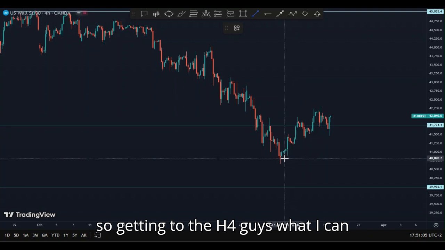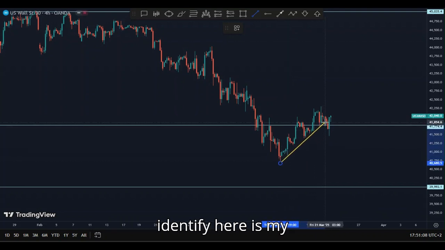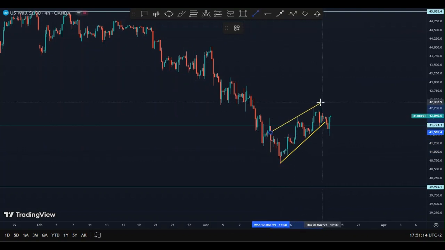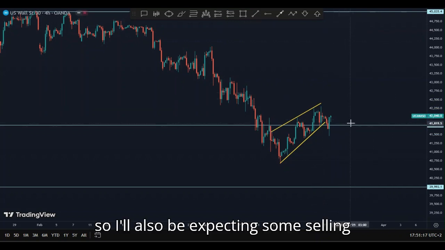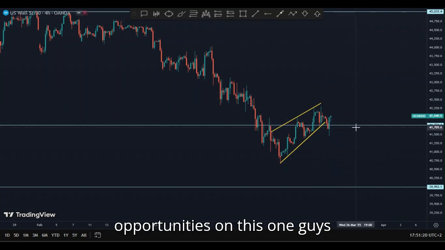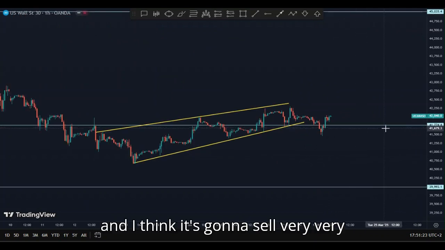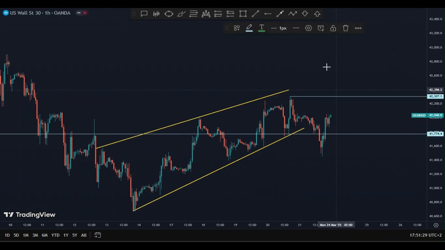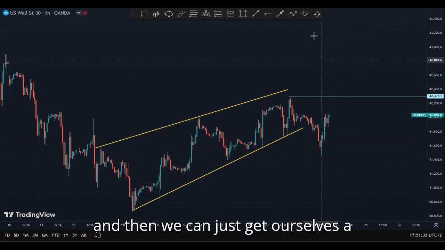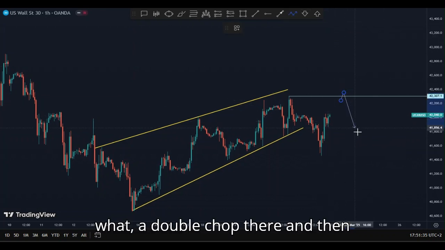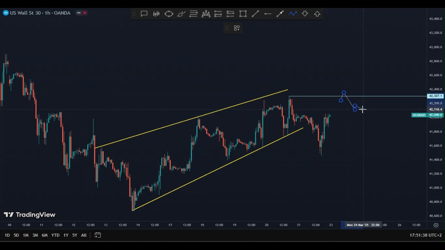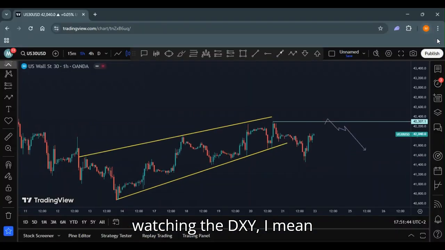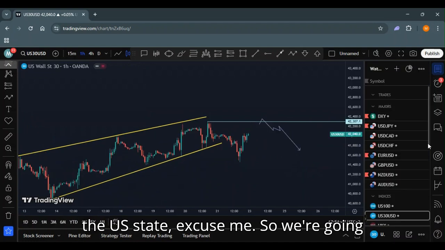So getting to the H4, guys, what I can identify here is my continuation structure, as you all can see. So I'll also be expecting some selling opportunities on this one, guys. And I think it's gonna sell very, very nice. And then we can just get ourselves a what, a double top there, and then continue going to what, to the downside, right? So that's how we'll be watching the DXY. I mean the US 30, excuse me.